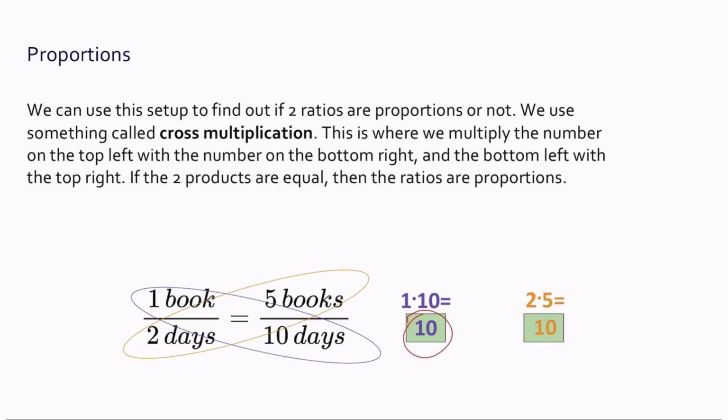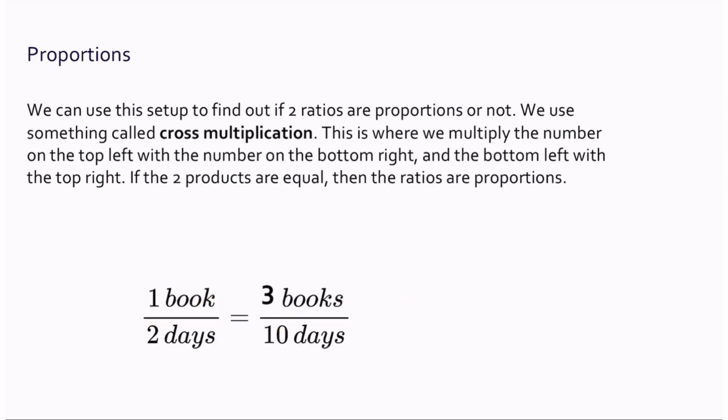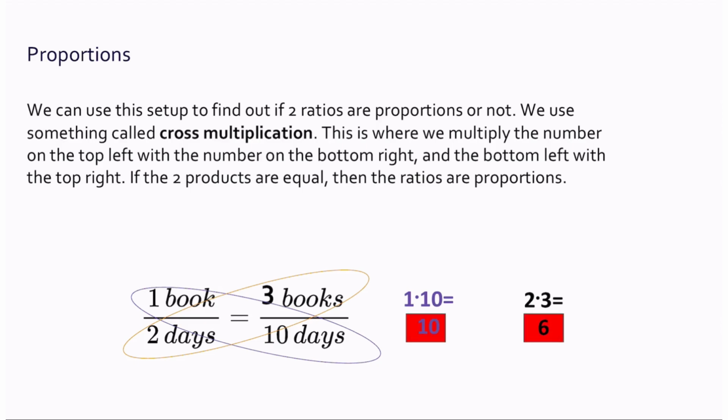Now the 10 itself is not really important. All it's telling us is that 10 is the same thing as 10, which means this ratio is the same as this ratio. Now if we take something like this, for example, where we have 1 book every 2 days equals 3 books every 10 days, and we cross multiply and we say, 1 times 10 is 10, 2 times 3 is 6. Well, 10 and 6 are not equivalent, which means that these two ratios are not proportionate.